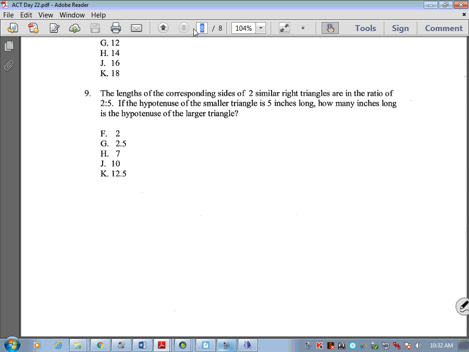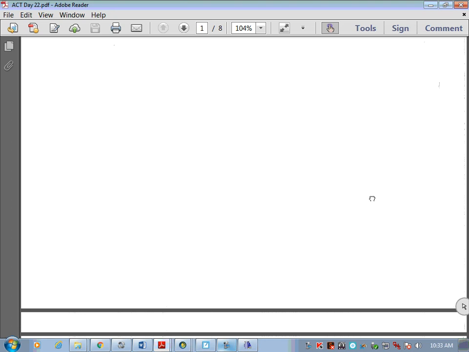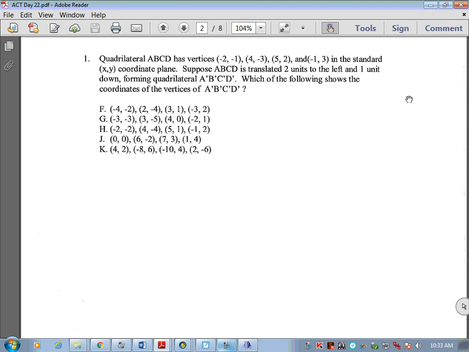Does anything need to be repeated? Okay. Number 1. Does anybody need number 1 done up for them? Anybody need the midpoint formula? No? Okay. If not, we'll move on. All right. Transformations, number 1. Anybody need to see how to work that out? No? Okay.